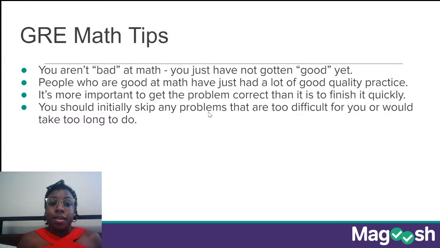People who believe themselves to be bad at math can still be successful on the GRE Math section. The first thing to realize is that you aren't bad, you just have not gotten good yet. People who are good at math have just had a lot of good quality practice. If you keep practicing and embrace the idea that you can always increase your knowledge and skills, you will make great progress. On the other hand, people who tend to excel in math often work too quickly and carelessly, and they find themselves making silly mistakes.